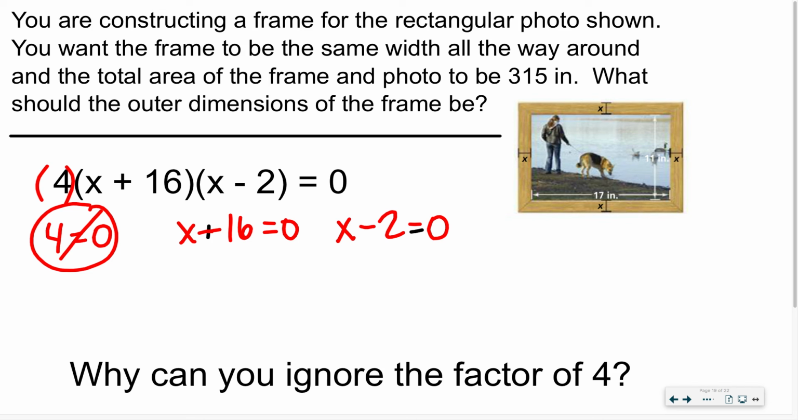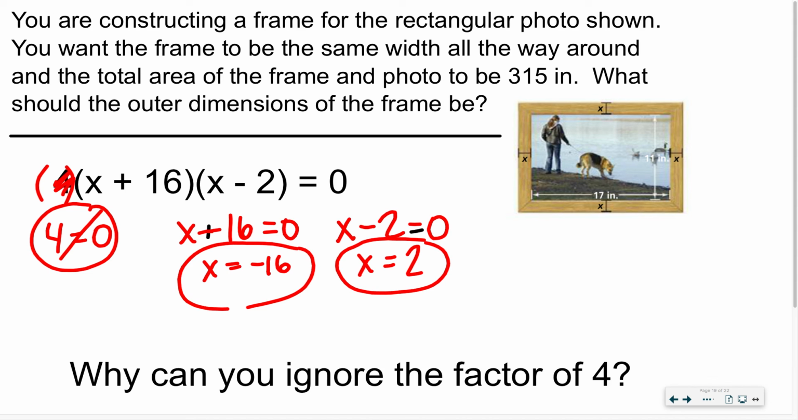Right, so think about this: if I was only looking for the values that equal 0, I can ignore that because 4 never equals 0. It has to be one or both of the other terms, which is why I can set the rest of these equal to 0 and solve. So our answers here in terms of the solution of the quadratic would be negative 16 and positive 2.